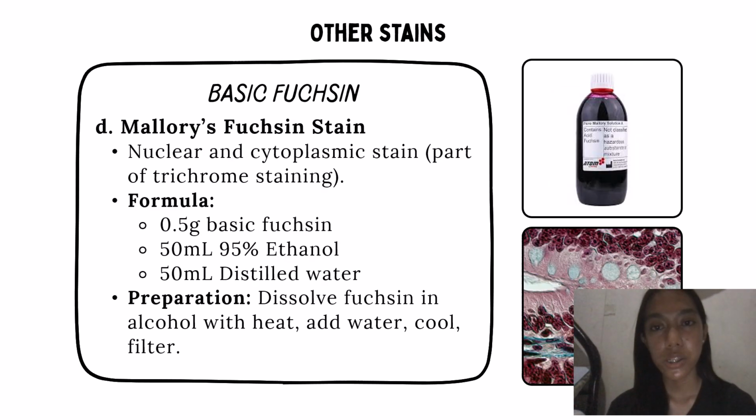Next is the Mallory's fuchsin stain, which is a nuclear and cytoplasmic stain that is used as a part of trichrome staining. So it is composed of 0.5 gram basic fuchsin, 50 ml of 95% ethanol, and 50 ml of distilled water. In preparing this, you need to dissolve fuchsin in alcohol with heat, then add water, cool, and then filter.